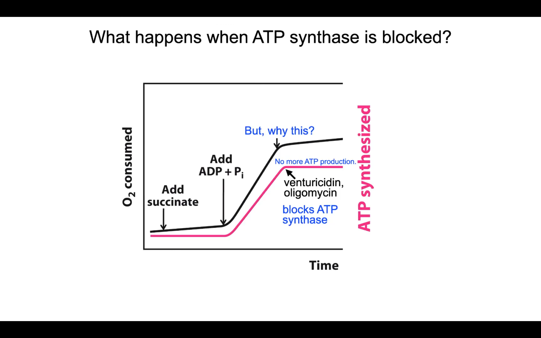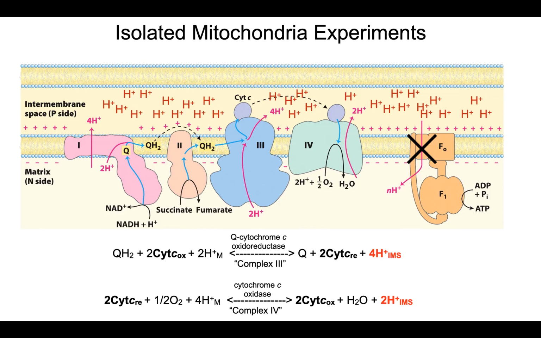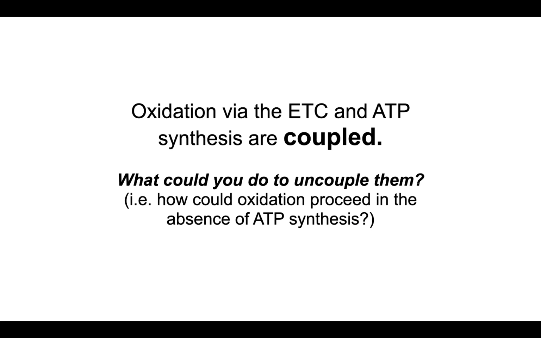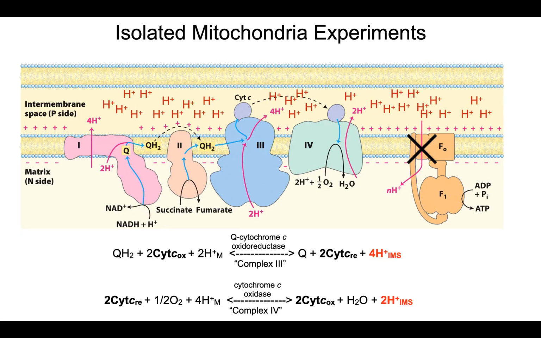And so that's the reason why when you shut down ATP synthase, not only do you lose ATP production, but also you lose O2 consumption. All right, now let's think about something that can uncouple these reactions. And by that, what I mean is, is there a way that we can consume oxygen without making ATP?